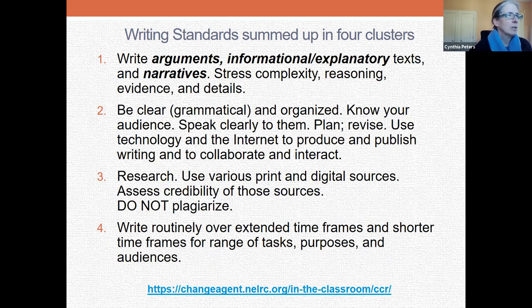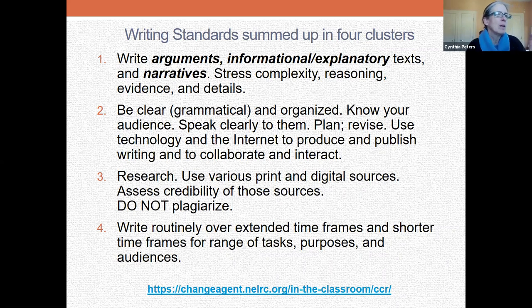I took the standards for writing and summed them up in four clusters that I thought were easier to grab hold of than the long, involved language of the standards, which sometimes, if you start to read those standards, you're like, I don't know, it's hard. You understand what each word means, you can put it all together, but I thought breaking it down into more plain English and grouping things up would be helpful.